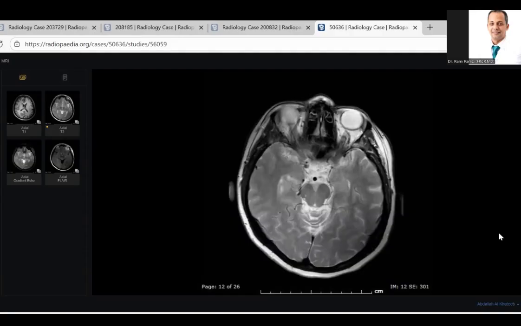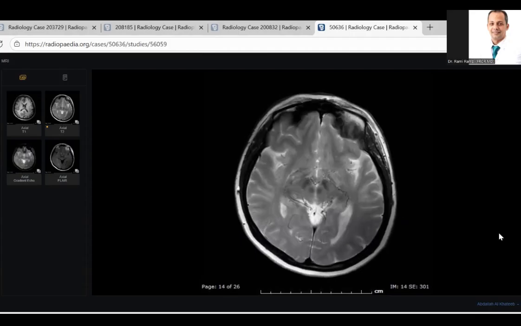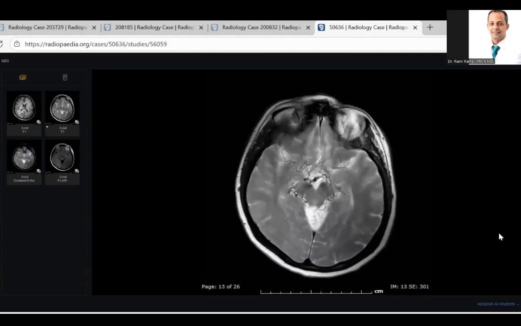thalamus. What is the name of this sign, doctor? Puff of smoke sign. What's your diagnosis? Moyamoya disease. What is the difference between Moyamoya disease and Moyamoya syndrome? What is the other name? What is the difference between Moyamoya disease and Moyamoya syndrome?